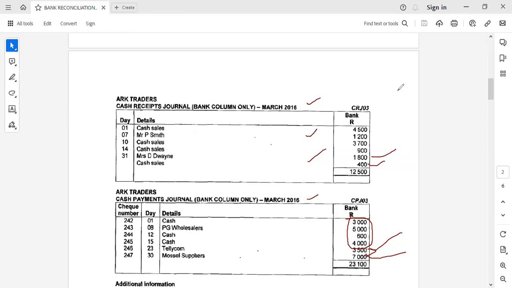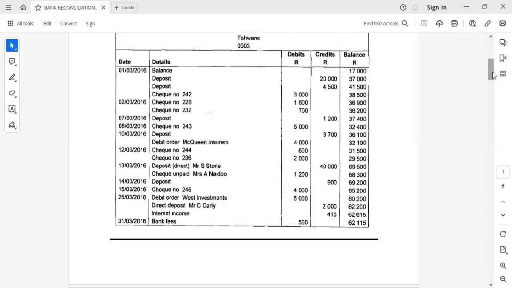Right. Whilst we were ticking, we will also note the items on our bank statement that are not in our CRJ and CPJ. Remember, we ticked some of these things. Let me just re-tick it so that you can see that on the credit side, we ticked this 20,000, this 4.5, this 1.2, this 3.7, 900. Those are the items that we ticked.